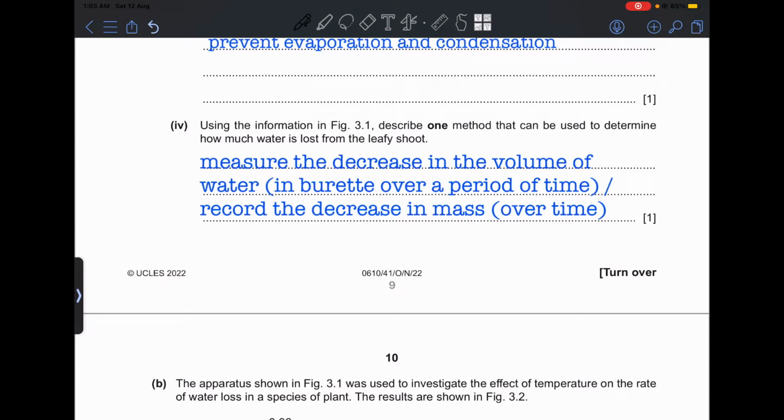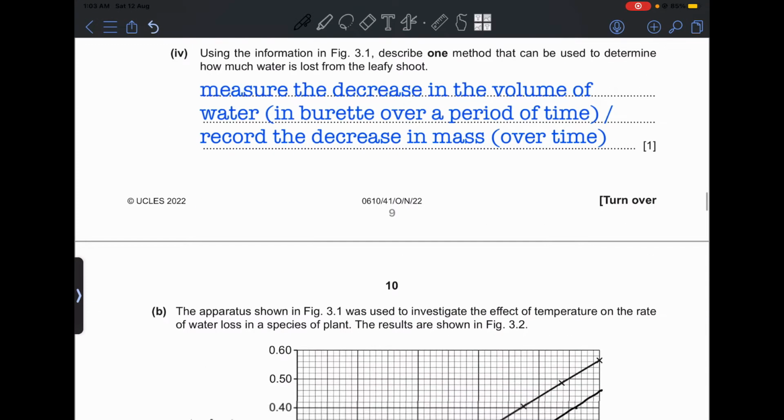You can also do another method that is a bit simpler. It is to record the decrease in mass over time. This can be done, for example, by measuring the mass of the leaf before the experiment and after the experiment, and you're going to minus both of these numbers to get the difference.